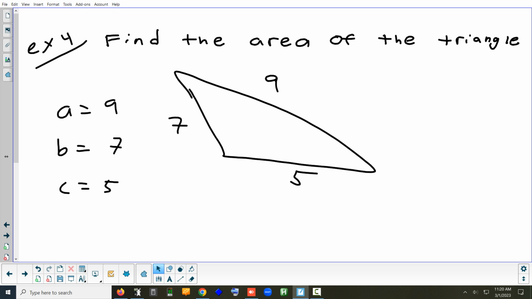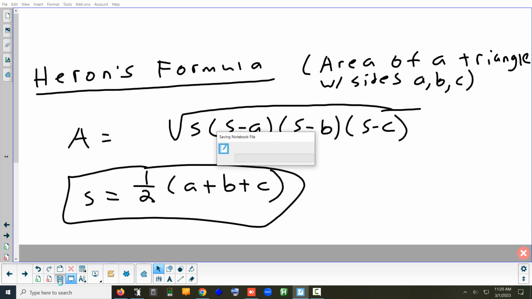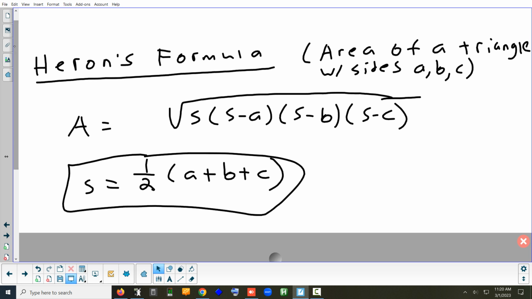Well, there's another formula to find the area of a triangle without having to find this angle. And that's called Heron's formula. Okay, so I'll give you guys a second to copy that.